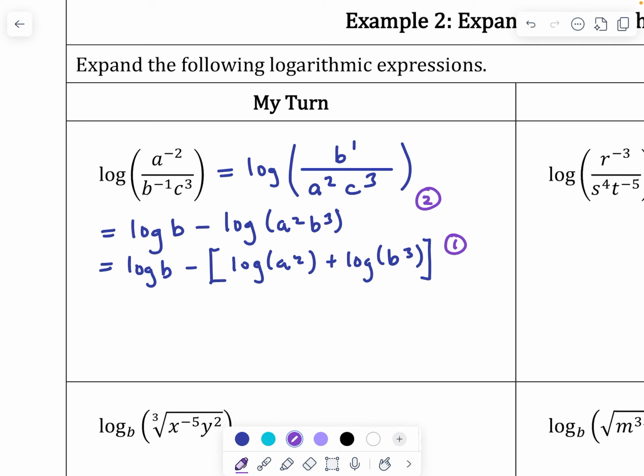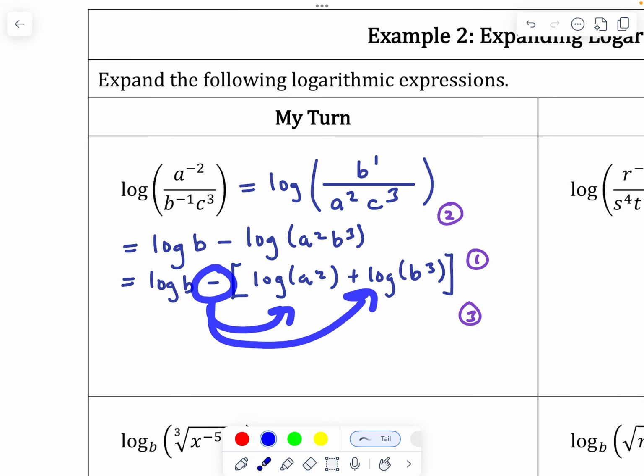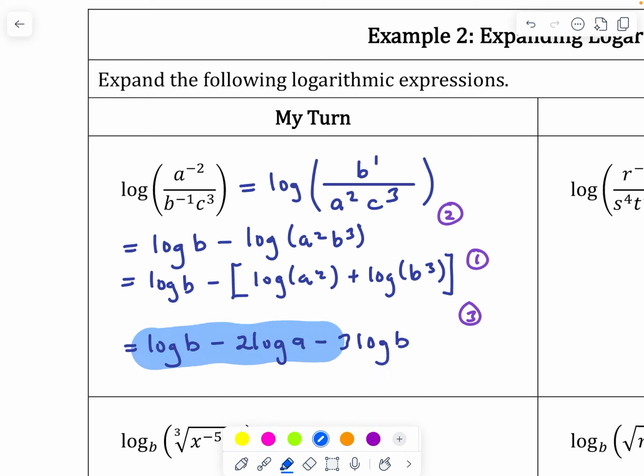I'm going to use property 3, which means I can take that exponent and multiply it out front. I can take that exponent and multiply it out front as well. And I'm also going to distribute the negative. This gives me a final answer of log of b minus 2 log a minus 3 log c. And that right there is the answer.